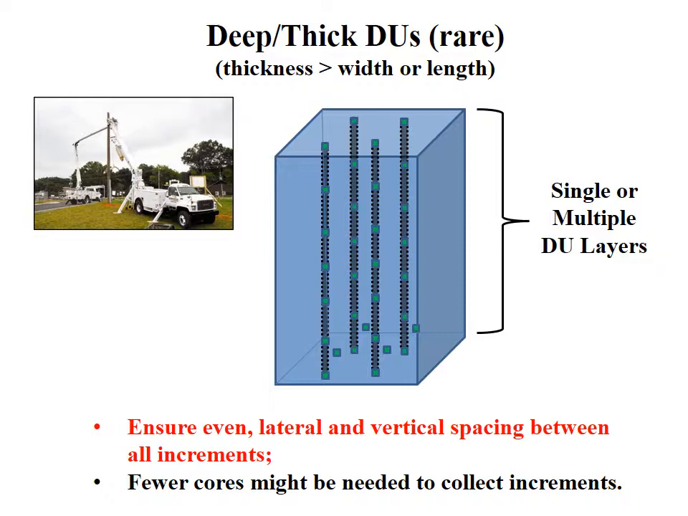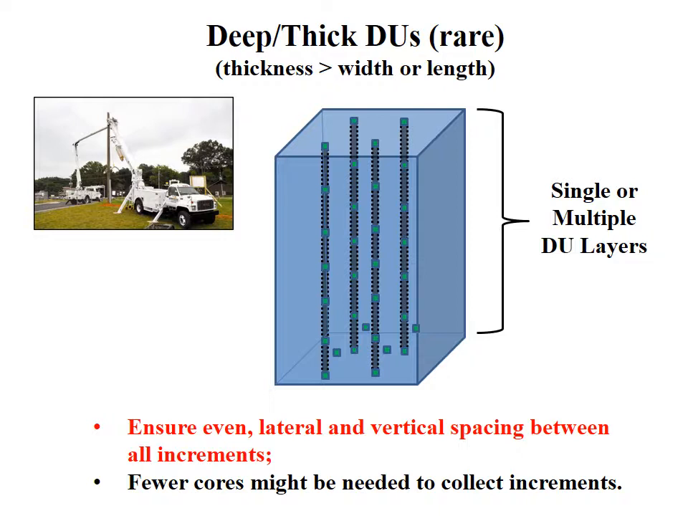So in this case, the DU is deeper than it was wide. So you don't have to put in 30 borings in this case. The main point is collect 1 to 2 kilograms of soil from evenly spaced increments, minimum 30 increments. So in this case, maybe you can just install 4 borings or so, just a small number of borings, but then they're going to be evenly spaced apart at the surface. Then you collect increments at the same spacing at depth.